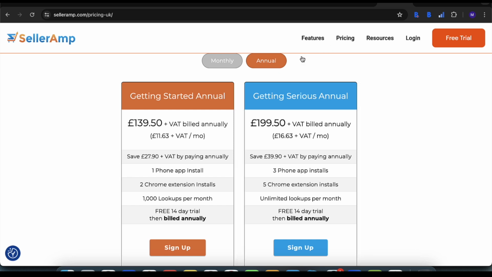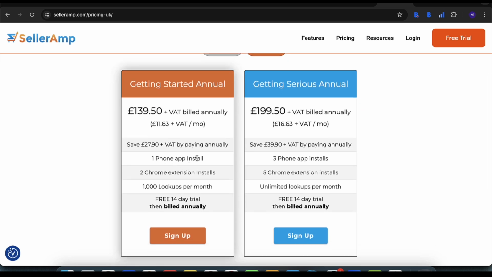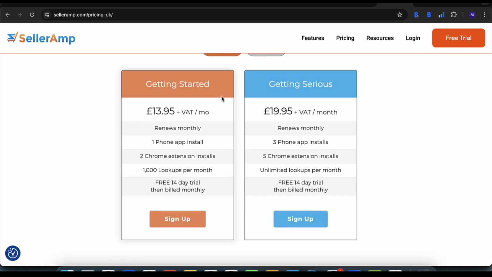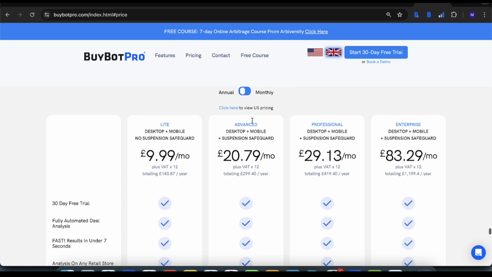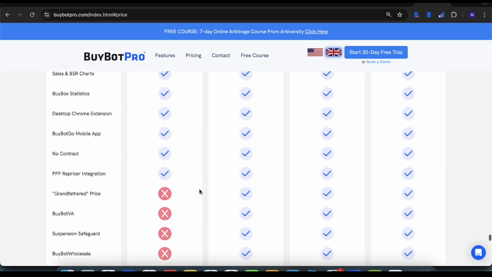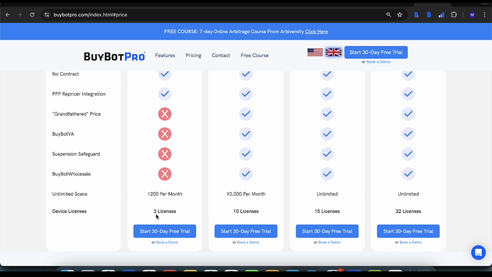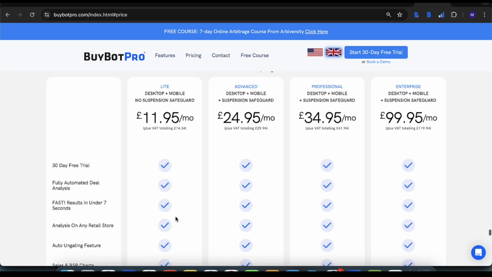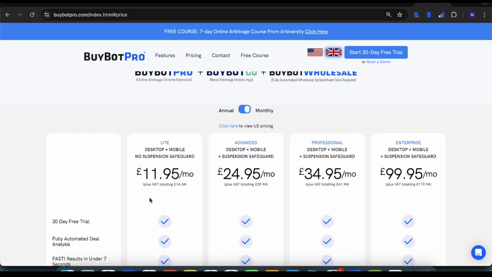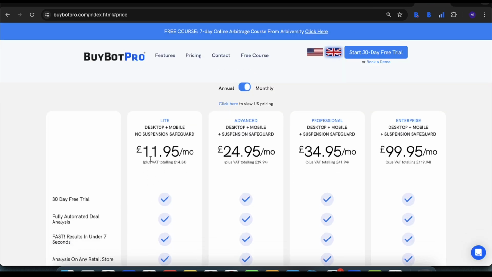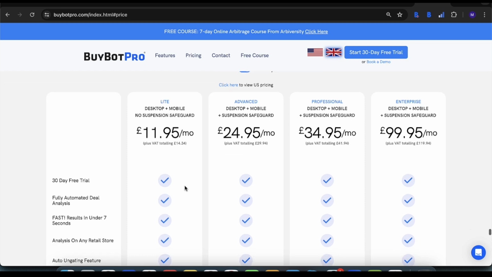And let's take a look at what's actually included. So you have one phone app install and 2 Chrome extension installs on the smallest plan. That's the same for monthly as well. On the smallest plan for BuyBotPro, what you have is, let's take a look. So you have 3 licenses in total on the smallest plan. So monthly, by the way, the smallest plan here is $13.95 plus VAT. The smallest plan here totals to $14.34, so that's $11.95 plus VAT.